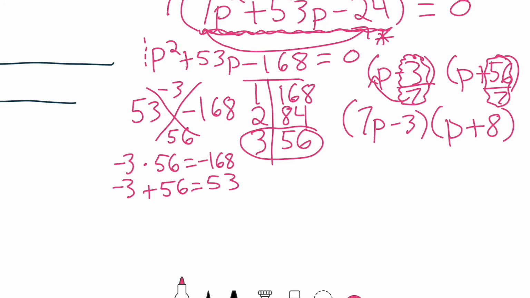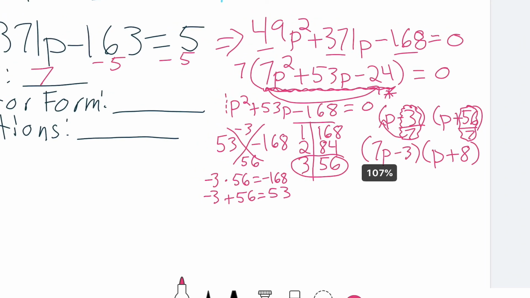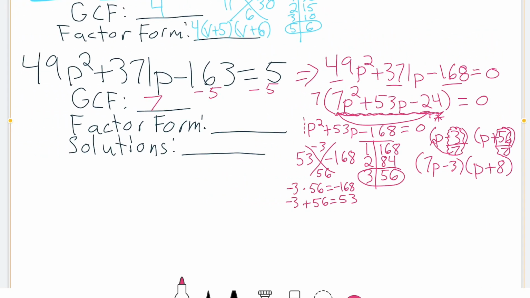Now, is 7p minus 3 times p plus 8 our factored form? Or did we have a greatest common factor out front? We had a greatest common factor out front. So our factored form is 7 times our 7p minus 3 times our p plus 8. So that is how we're finding our factored form for this third example. Remember, if I'm going too fast, pause the video and you can keep going once you're ready.